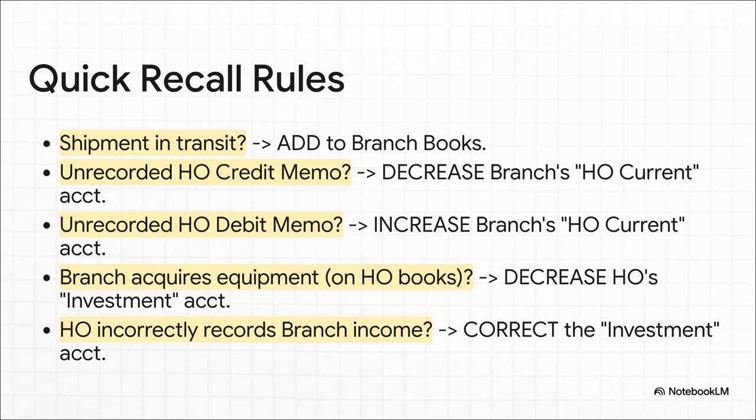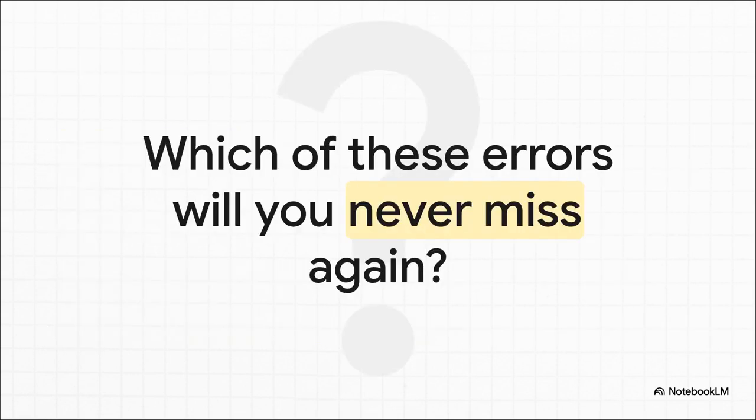Once you get that logic, you'll be able to solve these problems with speed and, most importantly, accuracy. And that is it. That is how you take a reconciliation nightmare and turn it into a problem you can solve with total confidence. We've gone through the logic, the common glitches, and the quick-fire rules. So let me ask you, which one of these errors do you now feel like you will never, ever get wrong again? You've got this.